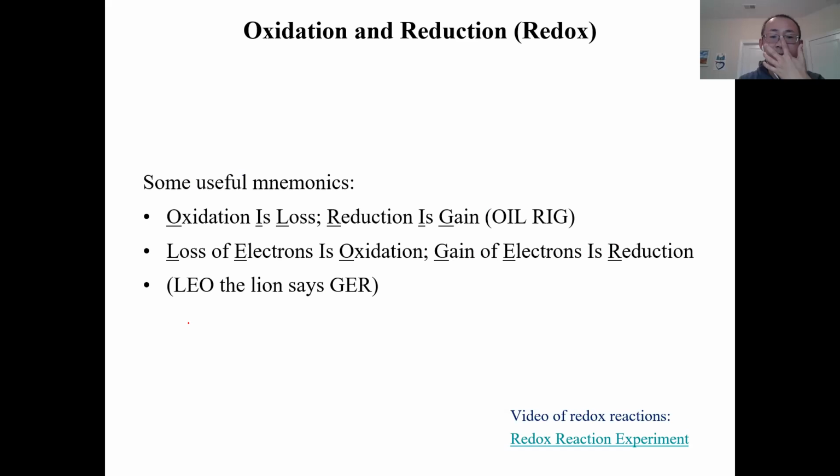Okay, so here are some fundamental mnemonics. Mnemonics ask you to memorize the terms in oxidation and reduction, or redox, processes. Oxidation is the loss of electrons. Reduction is the gain of electrons. Or you can say loss of electrons is oxidation, gain of electrons is reduction. It's LEO the lion says GER. Again, these are mnemonics helping to memorize the terms in redox reactions. And here is the link for redox reactions or some experiments.